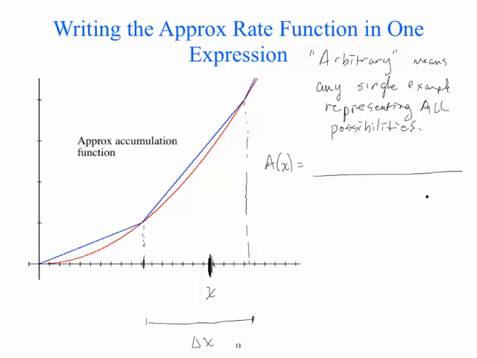Yeah. So we're going to call the exact accumulation function f, okay? So make it easier. The red curve is our exact accumulation function. We'll call it f, just to make life simpler, okay? So f is your exact accumulation function, and you're going.